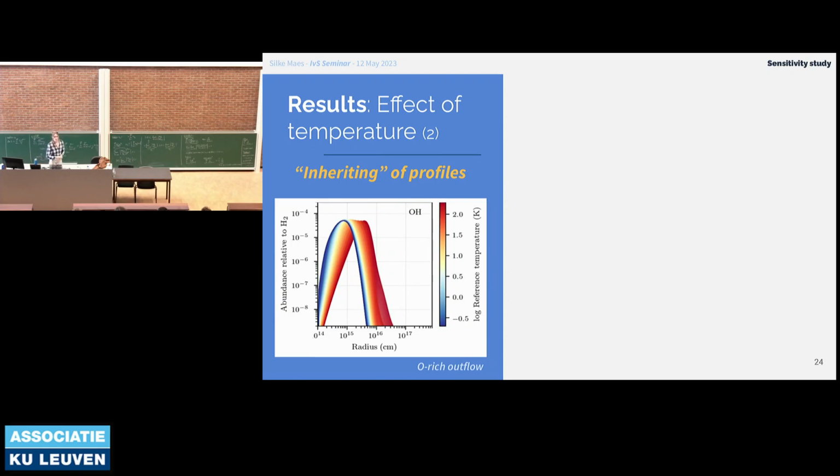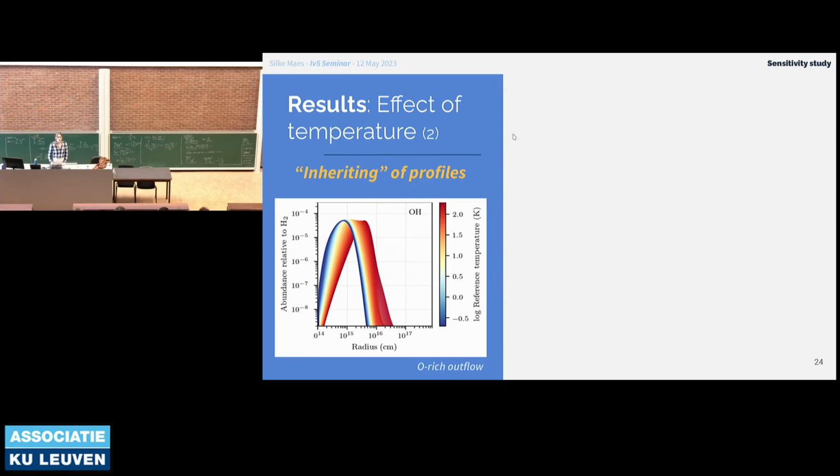So I asked myself the question, how does this happen? And it is actually because they are inheriting profiles of their reactants. So for example, I here show you the abundance profile of OH. And the typical pattern of its abundance profile is because of what I just explained. So we have water. Water can photodissociate to OH, but water can also be reformed with OH and then adding molecular hydrogen to it, including an energy barrier. So that's again why the bluer models are shorter to the AGB star than the red models.